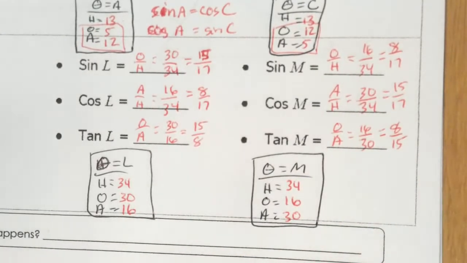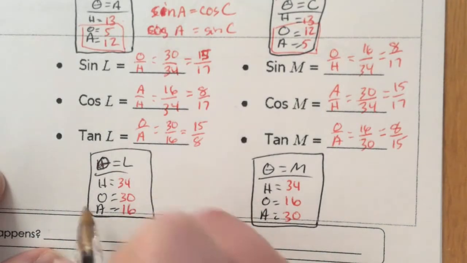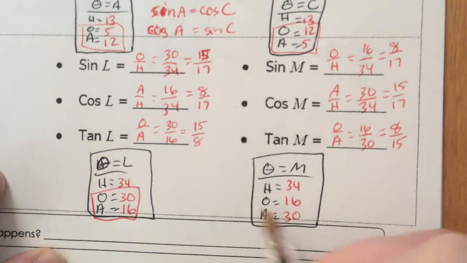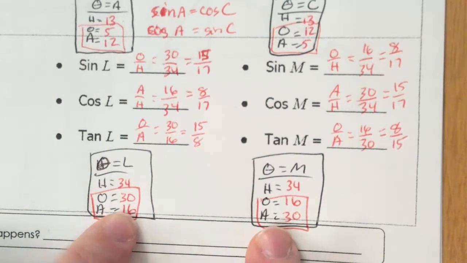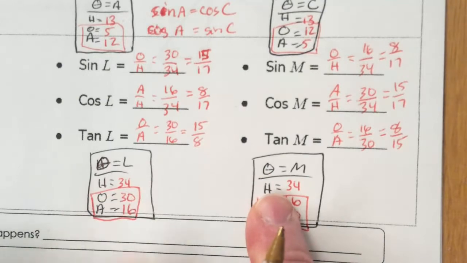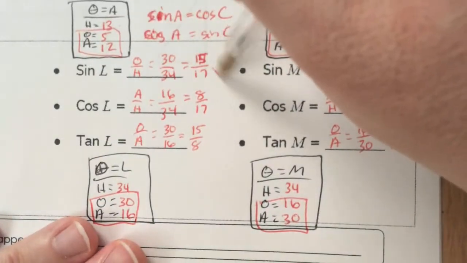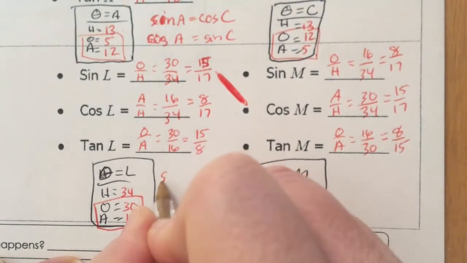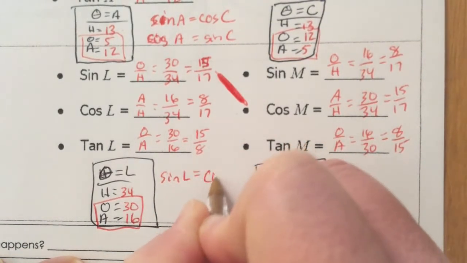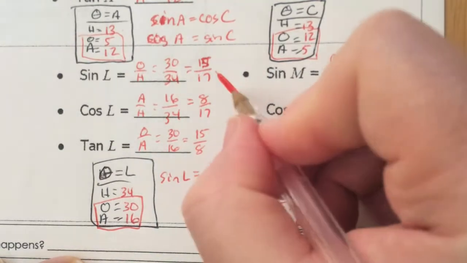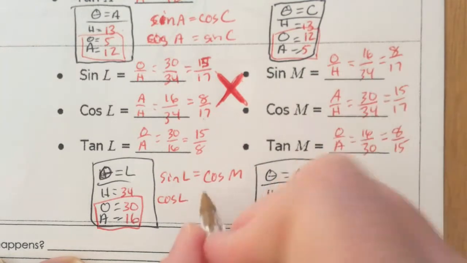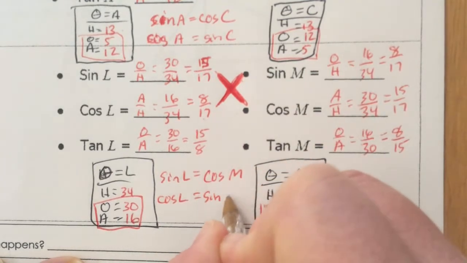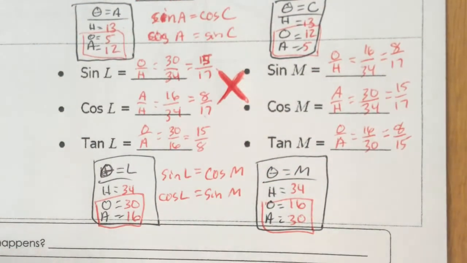All right, so let's see if you guys see any patterns. First of all, hopefully you noticed that your O and your A switched, so that's good to know, and your hypotenuse stayed the same. Also, please notice that sine of L is equal to cosine of M. And you probably also noticed that cosine of L is equal to sine of M. Very important to know.